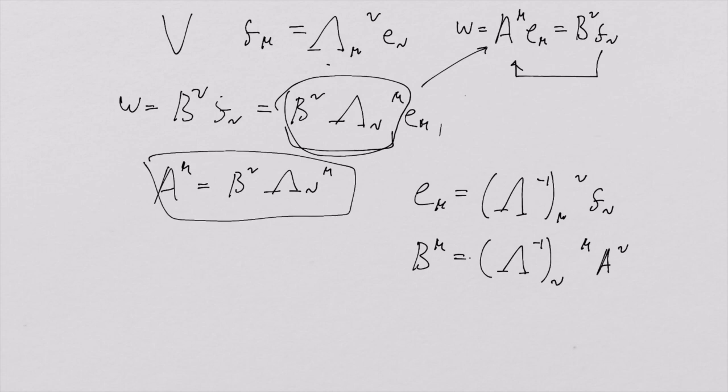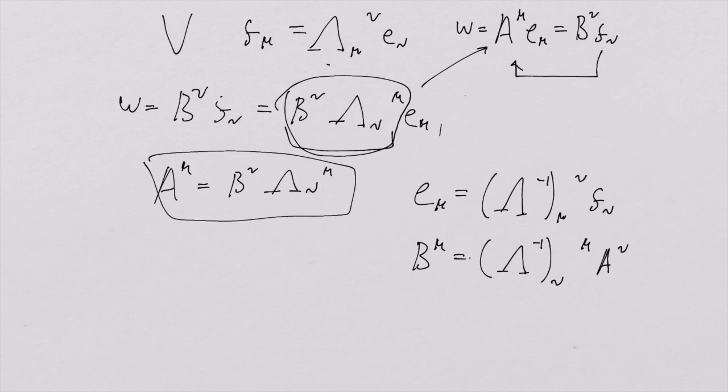But now the issue is we have some objects which transform using the matrix that drives this basis transformation, and we have some objects that transform in the other way, right? Using the inverse matrix. And that is, in fact, all of the coefficients.